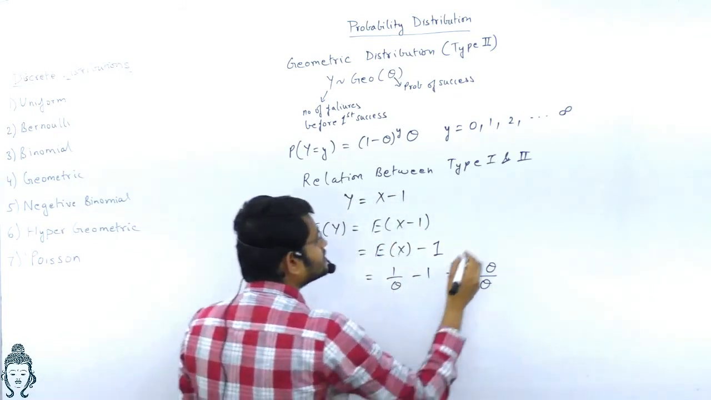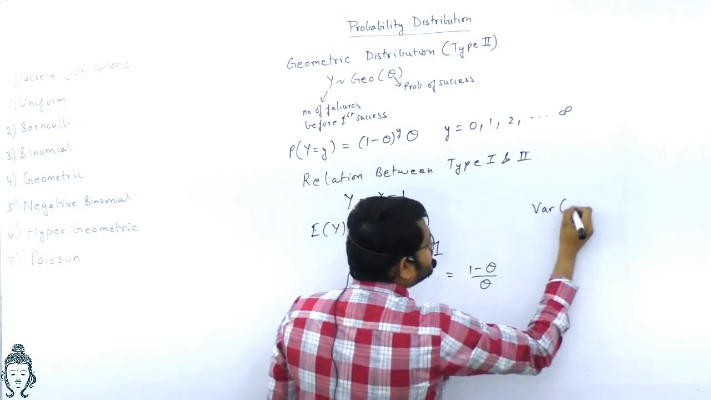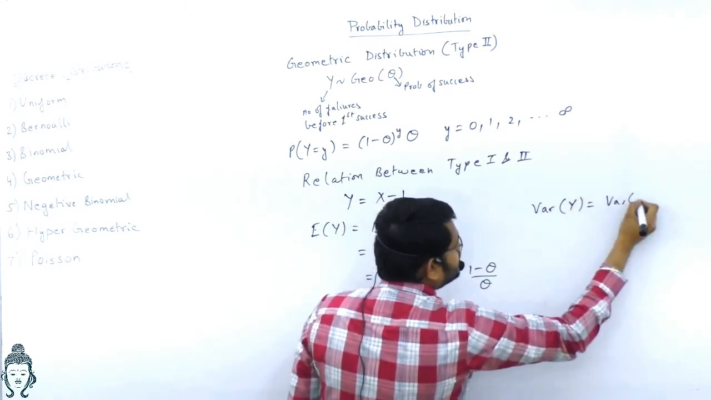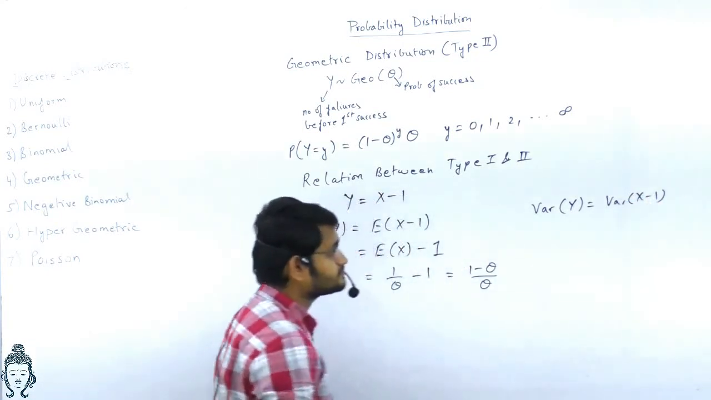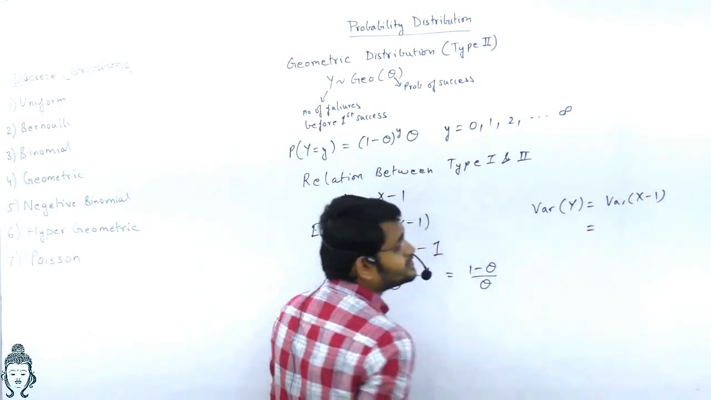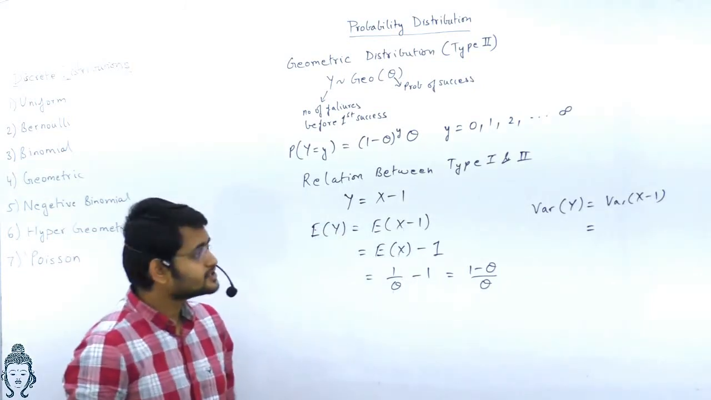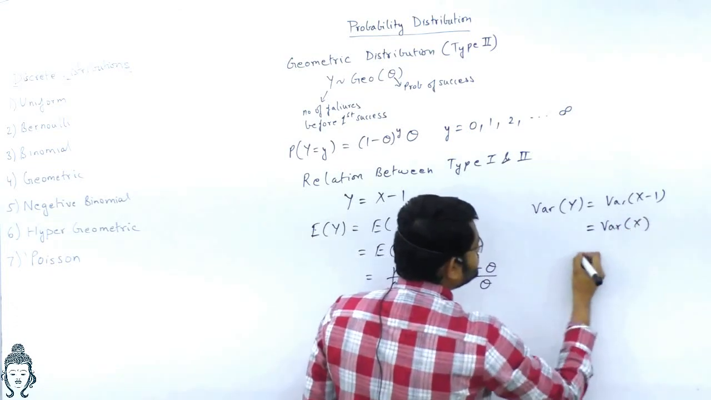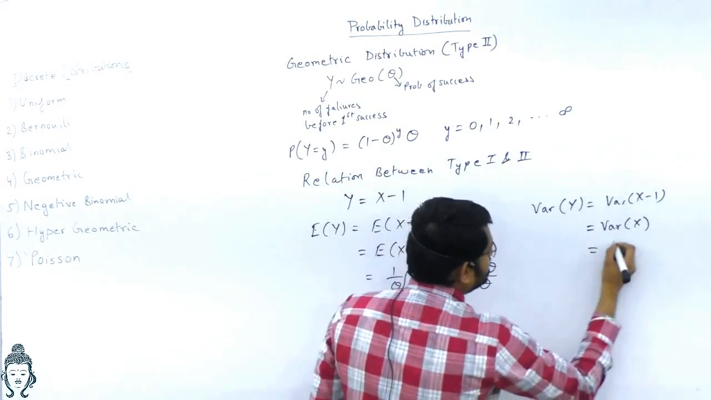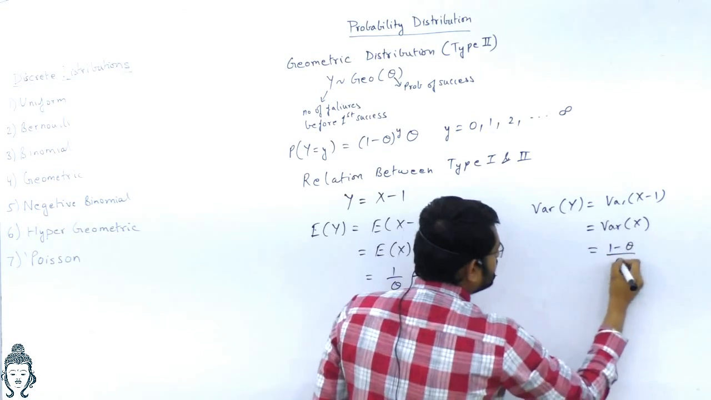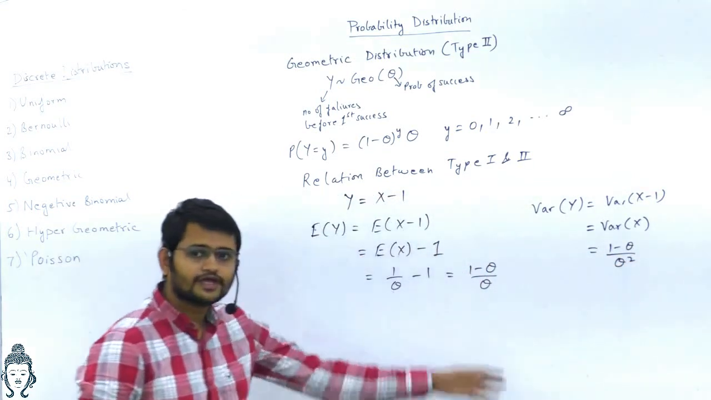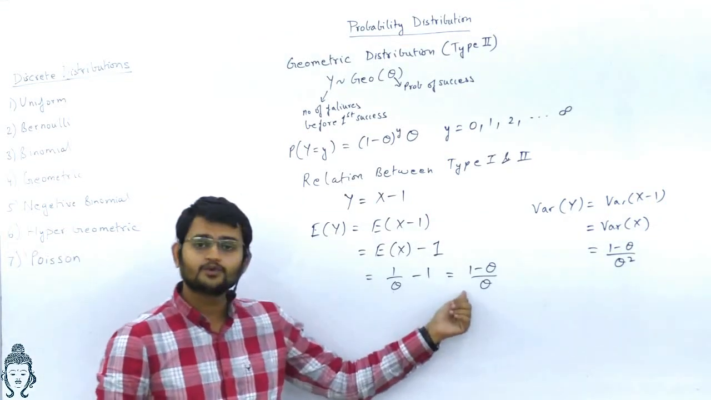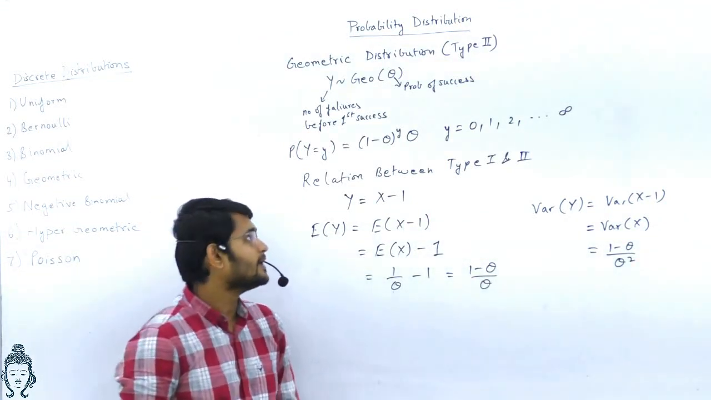Then what about the variance? Variance of y can be written as variance of x minus 1. Variance of a constant is 0. So therefore this becomes variance of x, which is going to be (1 minus theta) upon theta square. So the variance of type 1 and type 2 is going to be the same. The expected value of type 2 is going to be (1 minus theta) by theta.